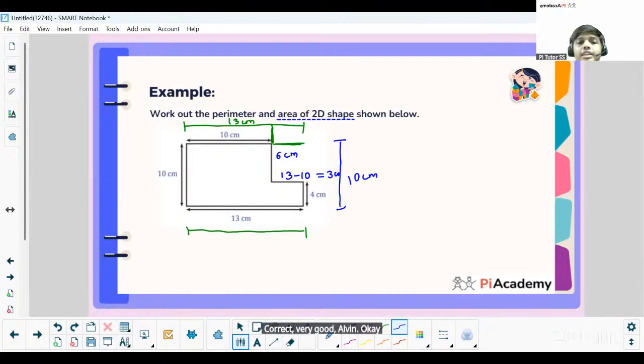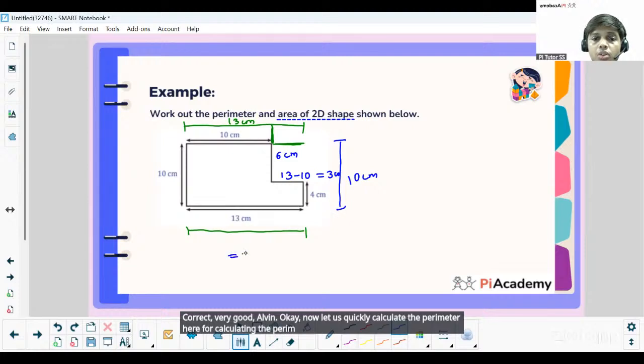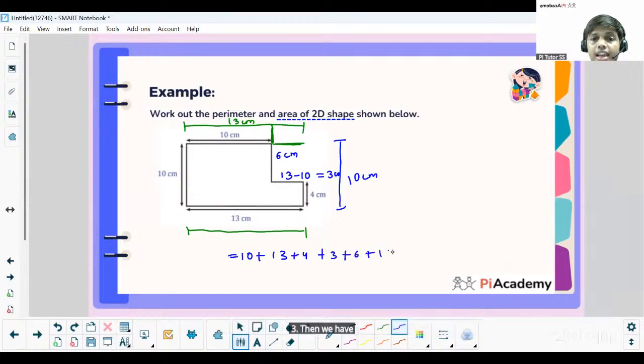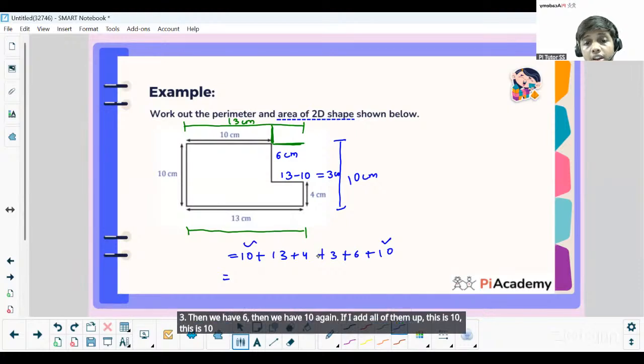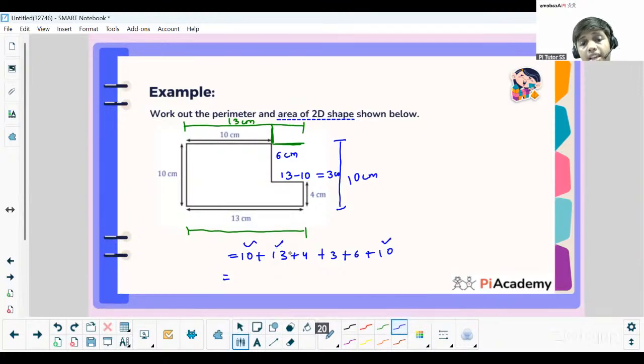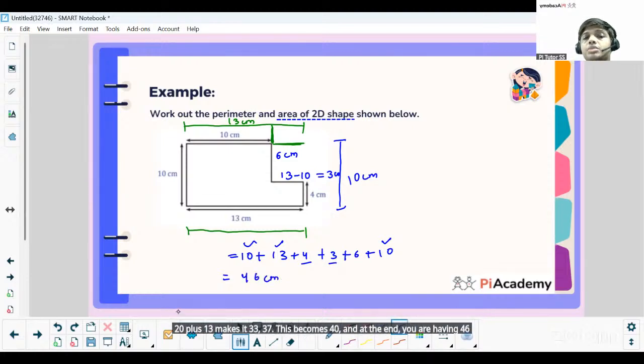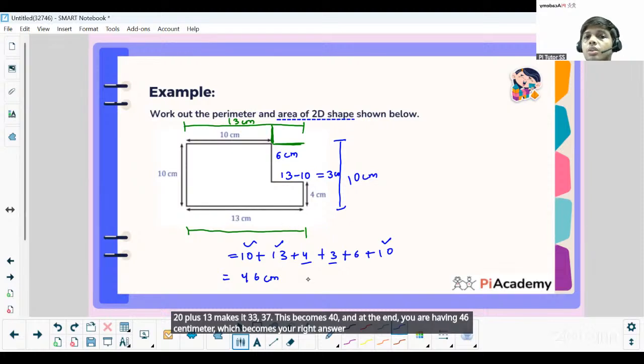Okay. Now let us quickly calculate the perimeter here. For calculating the perimeter, you are going to add all of these sides together. So 10, 13, 4, 3, then we have 6, then we have 10 again. If I add all of them up, this is 10, this is 10, 20. 20 plus 13 makes it 33, 37. This becomes 40, and at the end you are having 46 centimeter, which becomes your right answer. So this way you need to calculate the perimeter.